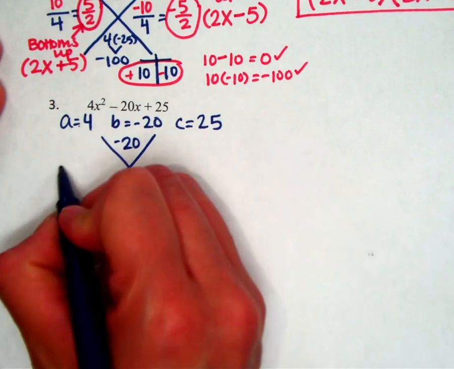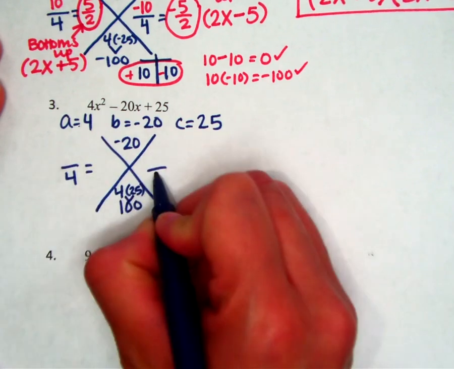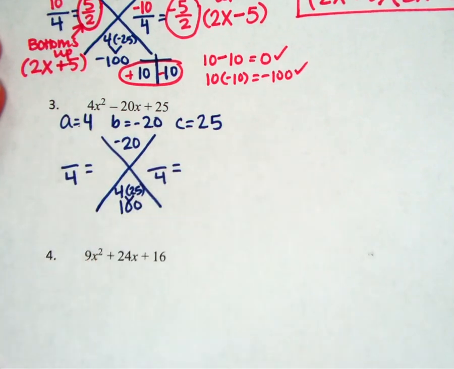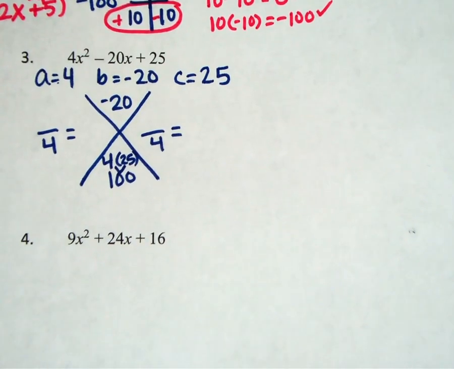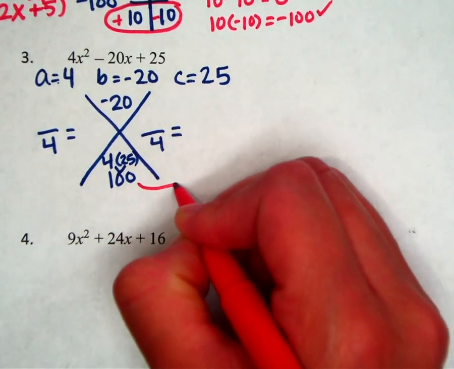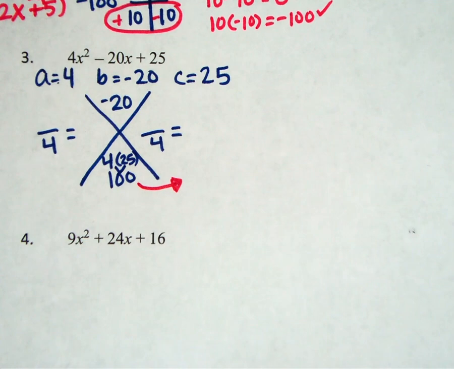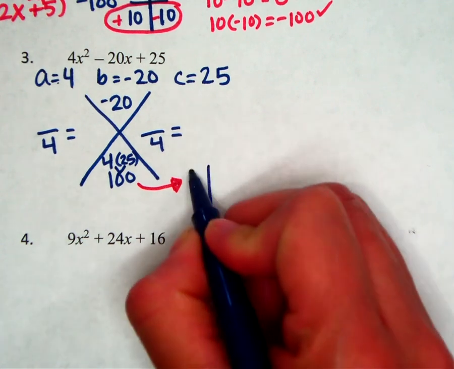And then you're dividing by a on both sides. Divide by 4 on both sides. So we're going to simplify. We're going to first find our factors, and then we'll simplify. So you're looking for two factors this time, not factors that add up to 0. They need to add up to negative 20.